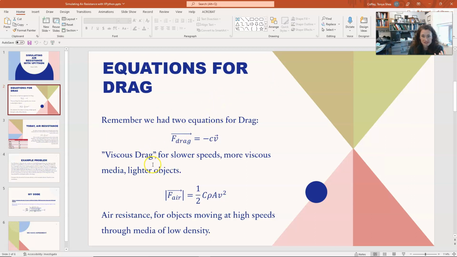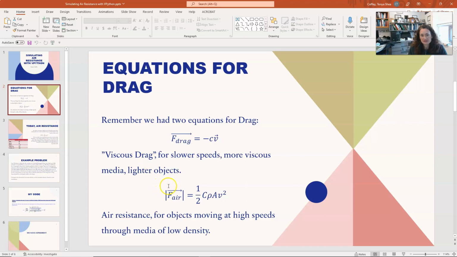But to start, remember that we had two equations that we discussed in class for drag. One was so-called viscous drag, and in that one, the drag force is proportional to the speed of the object. Remember the equation that we outlined was F drag is equal to minus CV, remembering that the drag force always opposes the direction of motion, which is why there's the minus sign. So that's viscous drag, and it's used for slower speeds, for more viscous media, and lighter objects. I usually think about something falling through maple syrup or through water. That's a little bit more the viscous drag equation.